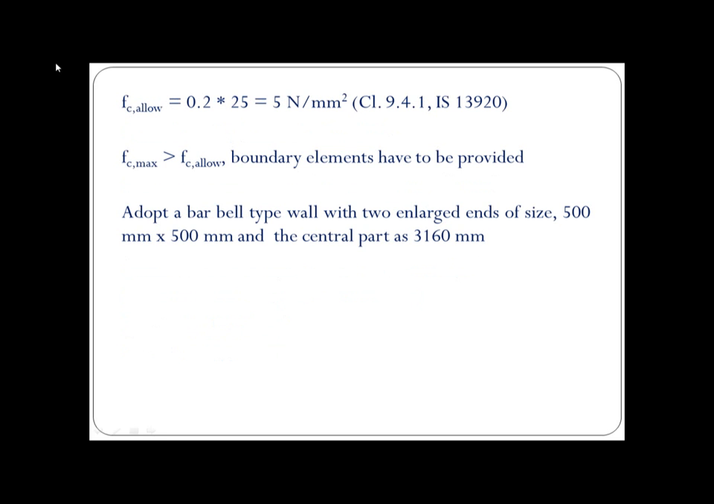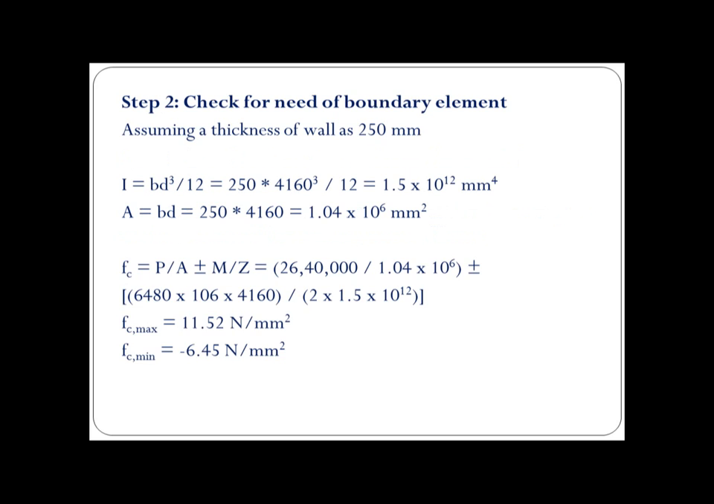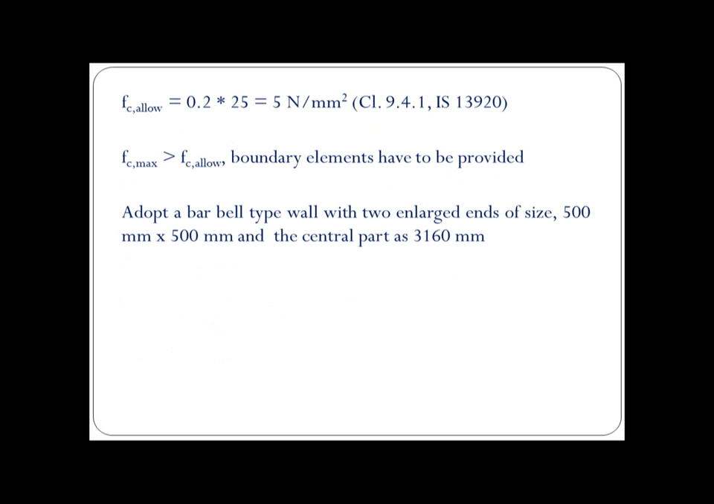So now, to avoid a boundary element, we need to see that the bending stress is less than 0.2 fck. So 0.2 into 25, 25 is the grade of concrete which we are using. So it should be less than 5, but actually we are having greater than 5 in both the cases, maximum as well as minimum. So we are bothered about compressive stresses. So we have to go for boundary elements, and here we assume a column size. This is an assumption. So if it is unsafe, then we need to revise it.